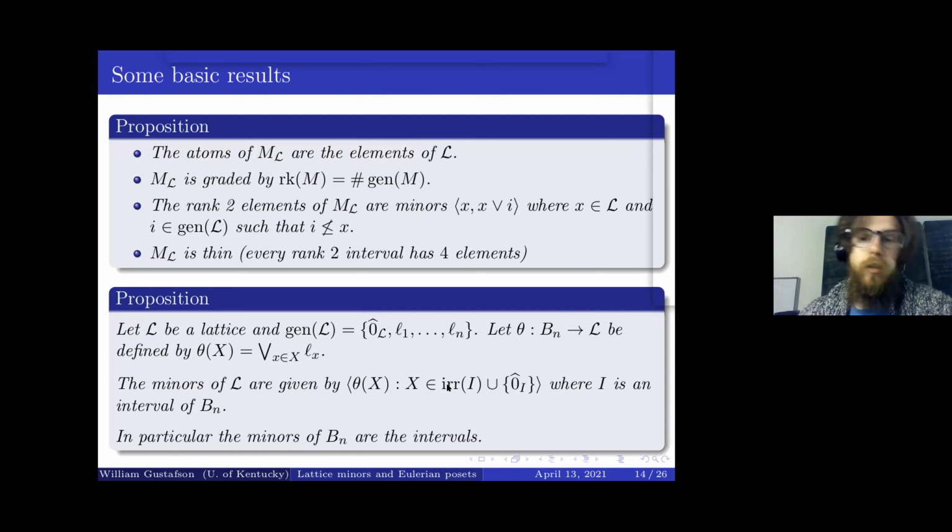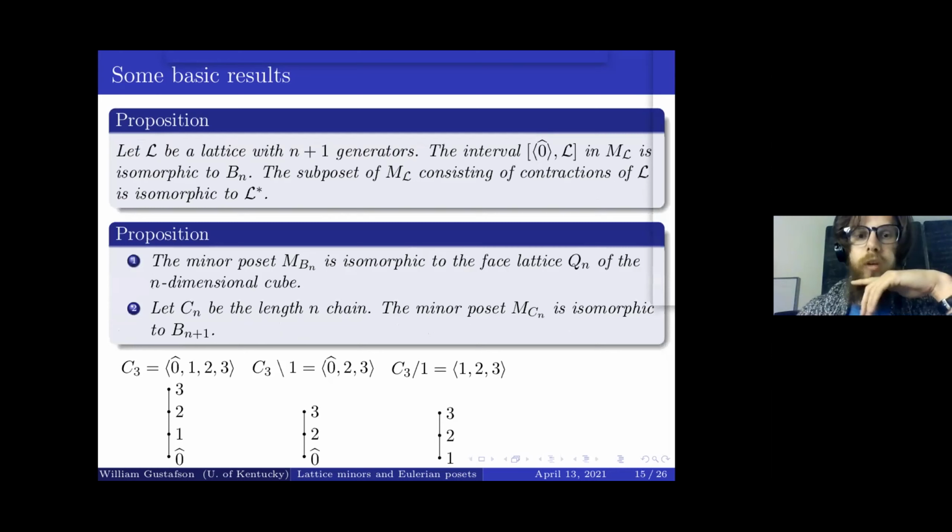Okay, and then in particular, if you look at the Boolean algebra itself, the minors are just its intervals. And then from that, the poset of minors will be the interval poset of the Boolean algebra, which is the lattice of flats of the cube of dimension n. All right, so that'll come into play later. Okay, so two more results here, which maybe you could think could be useful for identifying these posets of minors if they're showing up in the wild.